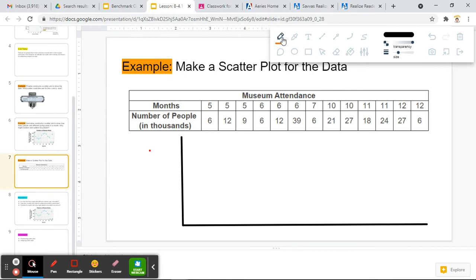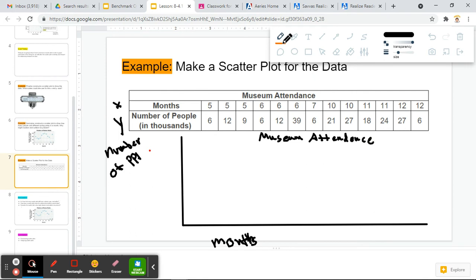So if we're keeping track of this here, we want our x-axis to be the first one, our y-axis to be the second one here. So this is our months. Oops, that's spelled wrong. Oh gosh, months. There we go. I promise I could spell. This is our number of people, and it's in thousands, but I'm not going to write that. And then finally, we have the museum attendance right here.